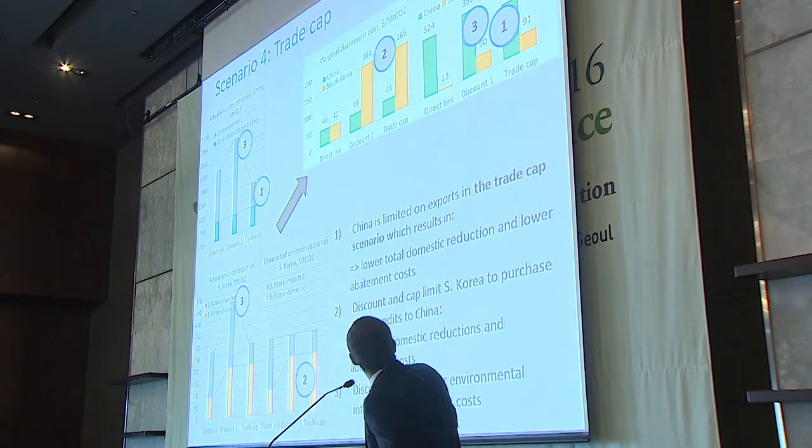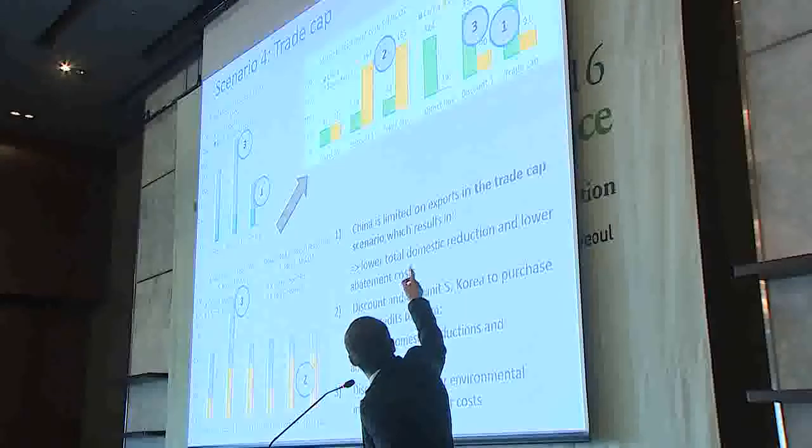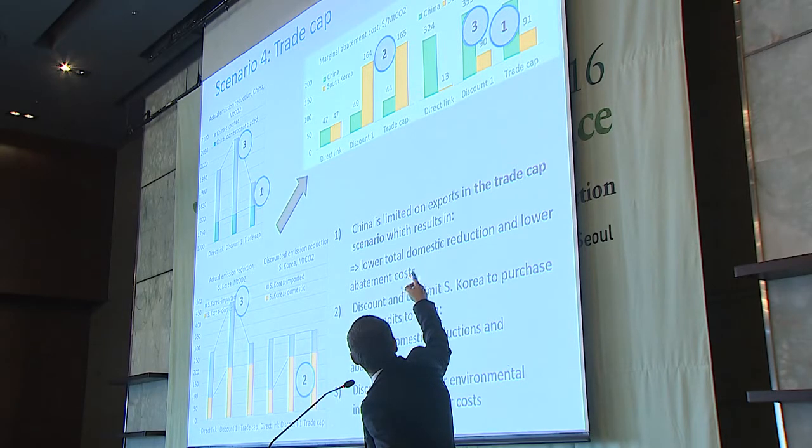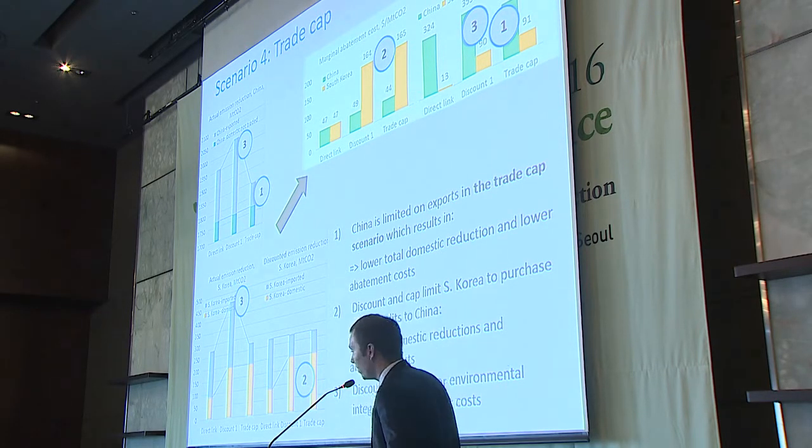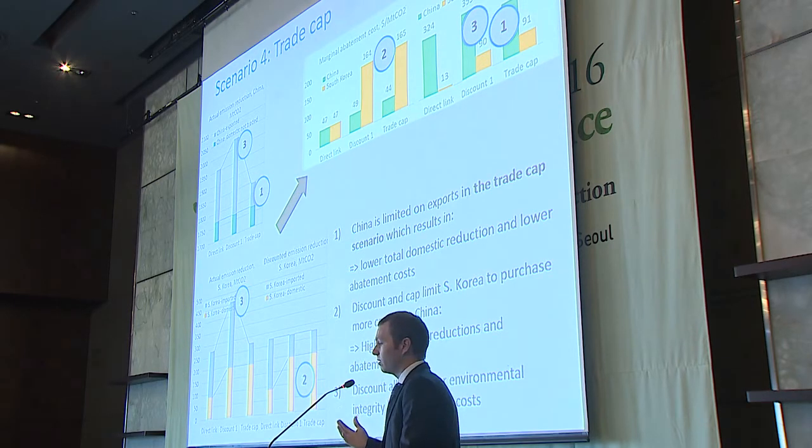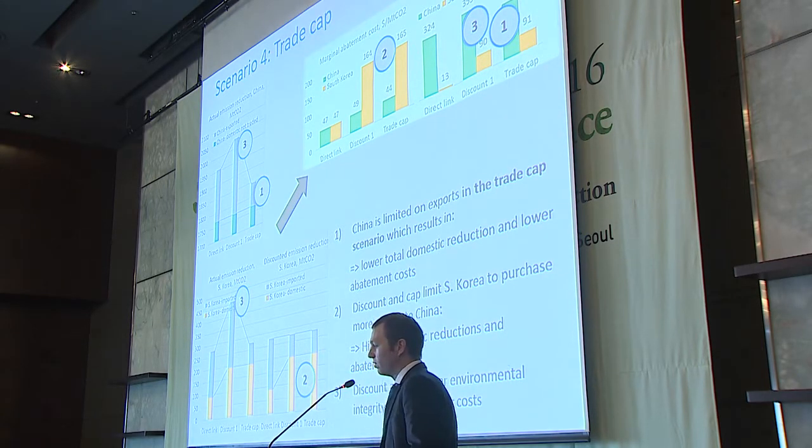So you can see that if we are looking at the abatement cost, we have the same reduction cost in South Korea, but in China it will be lower with the trading cap. It's just because we are sticking with the cap, with the target. We are not overachieving the target. Of course, in the direct link scenario, it's much more efficient economically. It's optimal, but as you can see, domestic abatement cost in South Korea are very low, which means that there is no domestic reduction in South Korea.